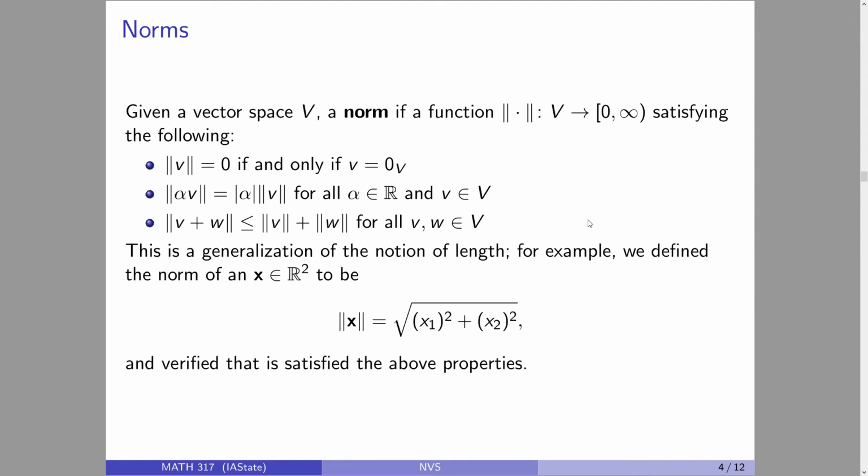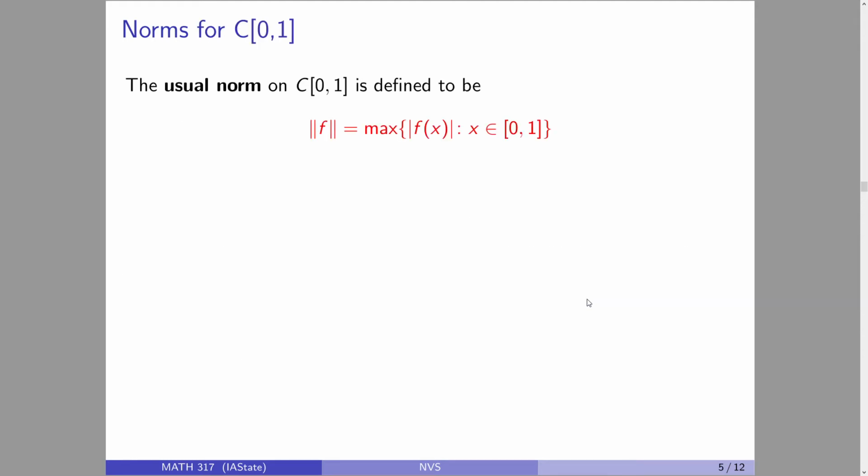So in R2, we define the norm, or the length, of a vector to be the square root of the sum of the squares of its components, which was based off of the Pythagorean theorem. And in fact, we proved that it actually satisfies these three conditions right here. So normed vector spaces are basically just an abstraction of Rn. But the good news is that they go a lot further than just Rn. They go to uncountable settings.